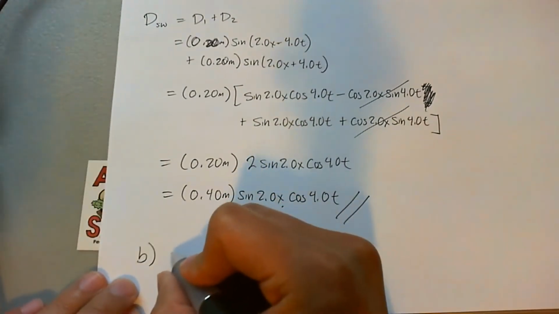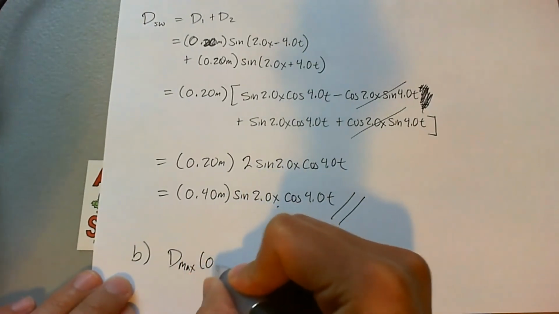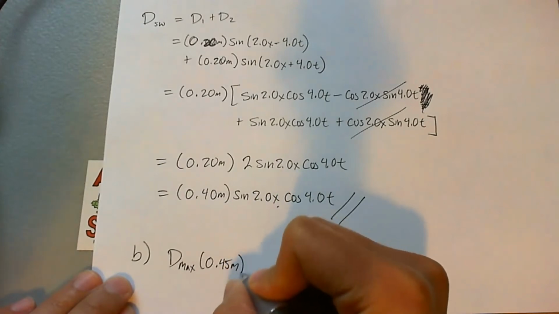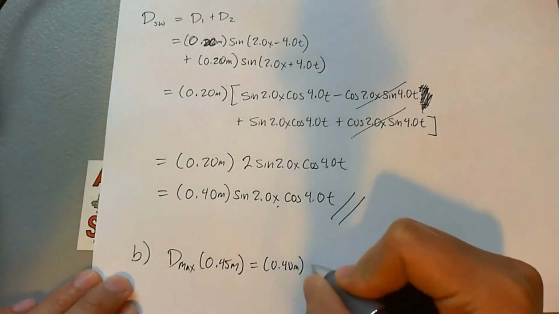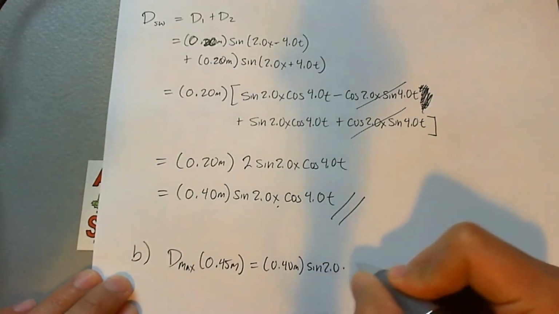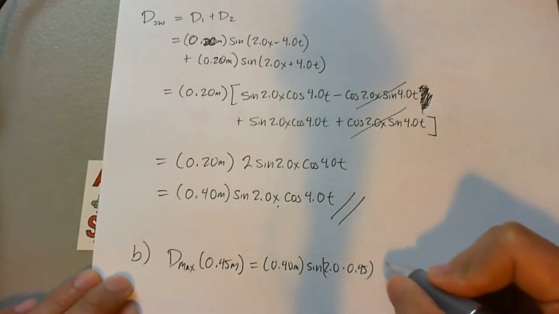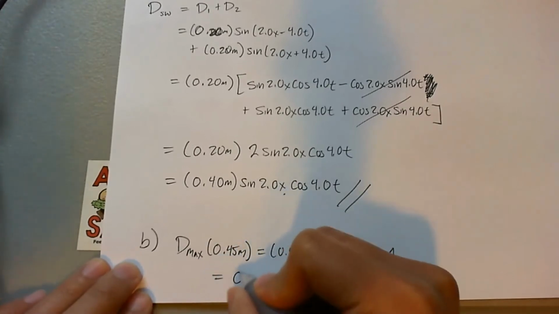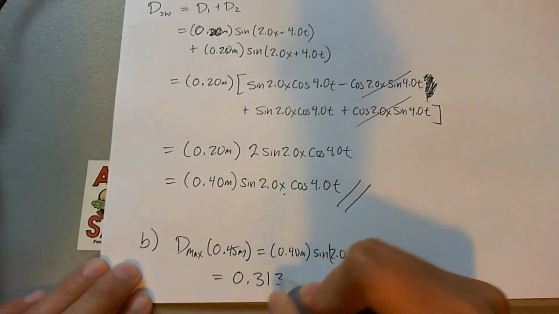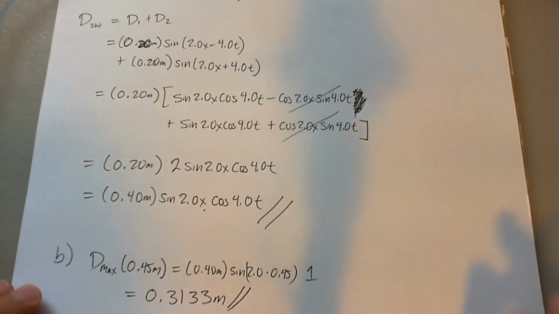So the max value, and we'll just call it D max, I guess, of 0.45 meters is going to equal 0.40 meters sine of 2.0 times 0.45, and that's the argument for sine. Cosine is just equal to 1. This ends up being 0.3133 meters. And that's the maximum amplitude at that particular point on that standing wave.